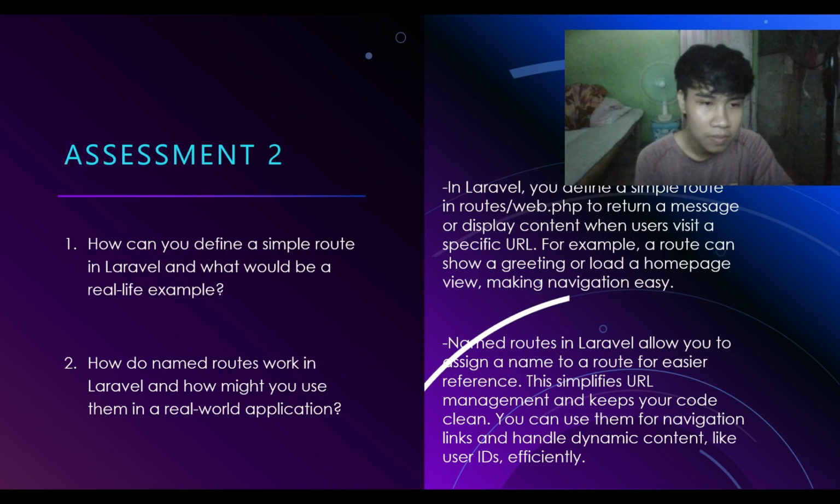Number 2. How do named routes work in Laravel and how might you use them in a real-world application? Named routes in Laravel allow you to assign a name to a route for easier reference. This simplifies URL management and keeps your code clean. You can use them for navigation, links, and to handle dynamic content like user IDs efficiently.